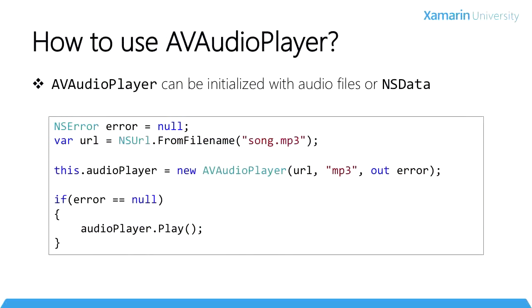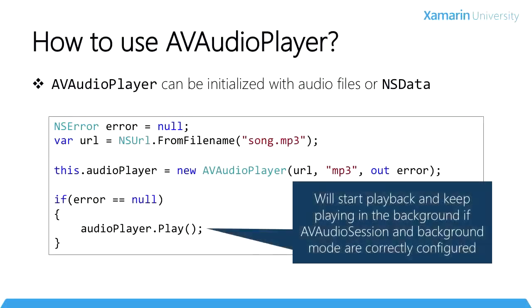We start by creating an instance of AV audio player, and we can give a hint about the content that we're going to play. So we're going to deal with MP3 today. So we pass MP3. And if we have configured our session correctly and use the audio player.play method, it will start playing our song, and more importantly, it will continue to play even if we background the app, if we lock our screen, if we turn the device off.